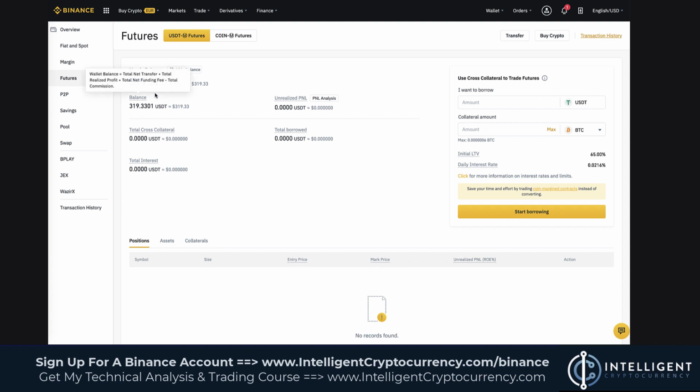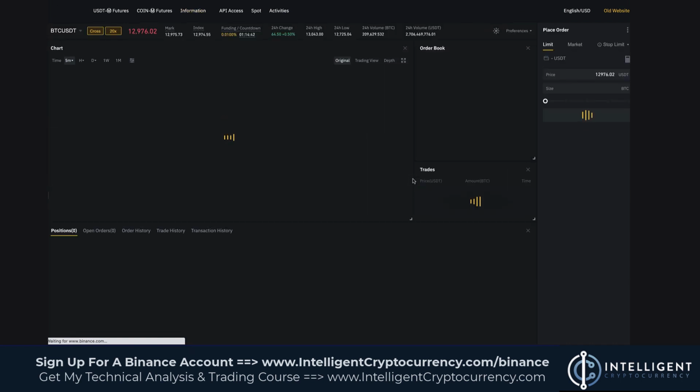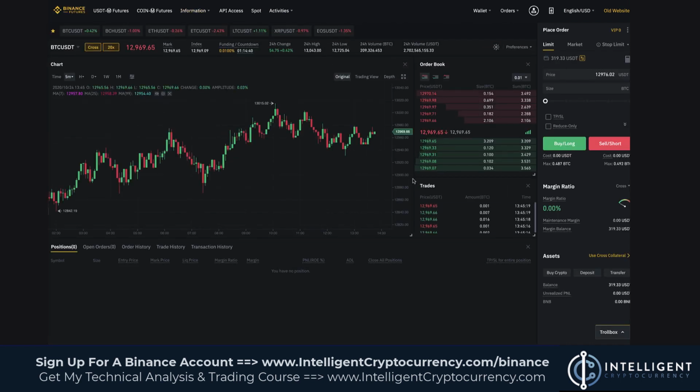So you can see over here now I have $319 to trade with in my futures account, and this should reflect. So let me refresh this really quickly, and then it should be there. So you can see now my futures account has $319. Now, the nice thing about this is you can basically preload your futures account with whatever you want to risk.